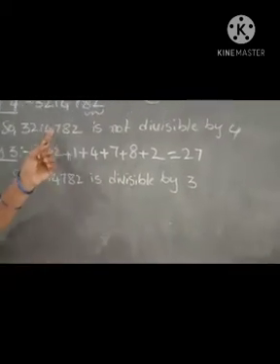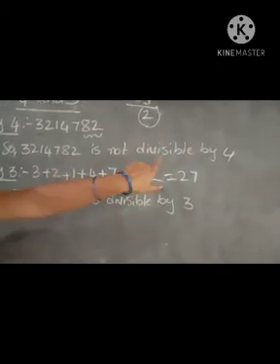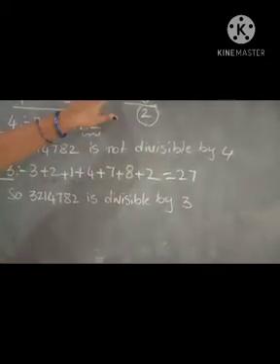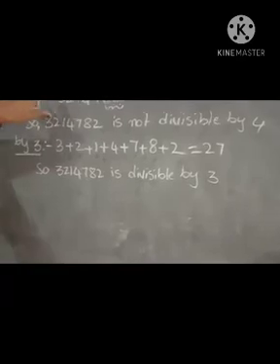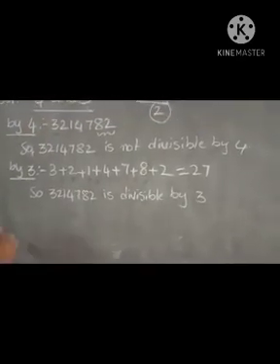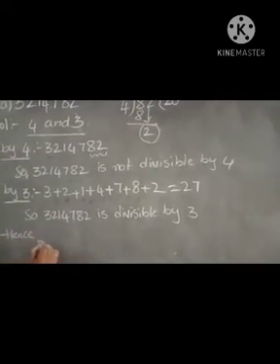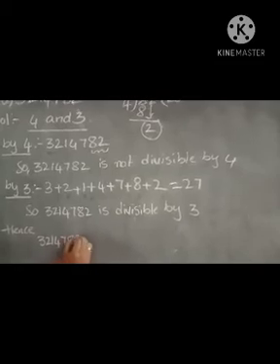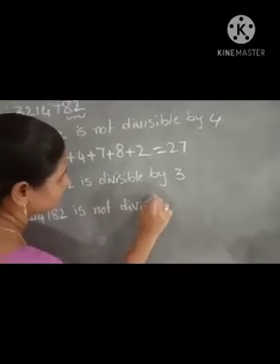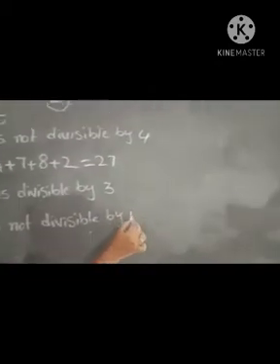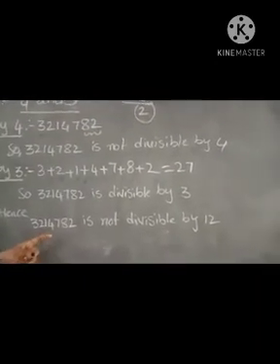But here the number is not divisible by 4. Children, listen carefully. The number is not divisible by 4. Why? Because 82 is not there in the 4 table. So here, is the total number divisible by 12 or not? Tell me, children. No. Hence 3214782 is not divisible by 12. Why? Because this number is not divisible by the 12 table.